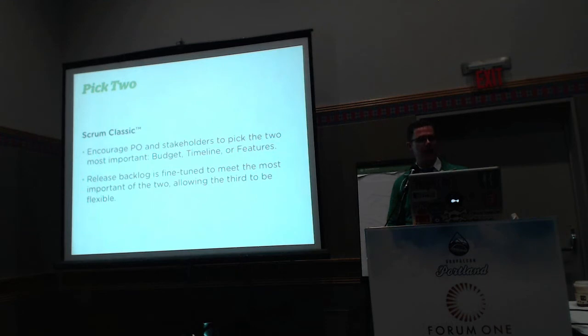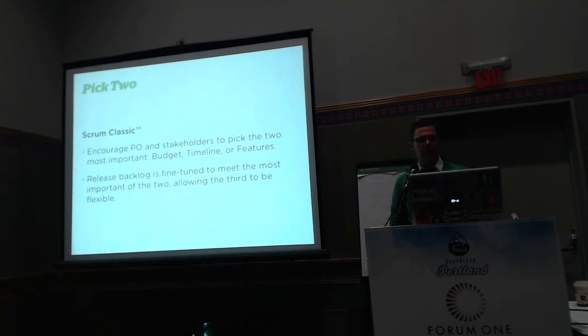In Scrum Classic, you encourage the PO to pick the 2 that are most important so that the third thing can flex. So let's say that you have a very fixed budget and a very fixed timeline. Well, therefore, the thing that has to flex, if there are problems that arise during the building of this product in Scrum Classic, the functionality will have to be reduced. But if the functionality is the most important thing, and so is the budget, then you may have to extend the timeline. It's going to take you longer, or sometimes you have to compress it in order to meet a certain budget if you have overhead that's just being tacked onto each sprint.